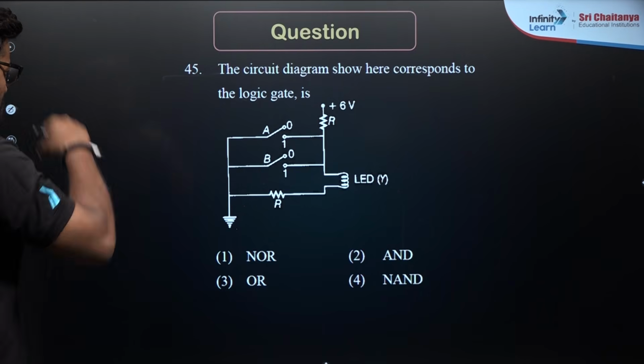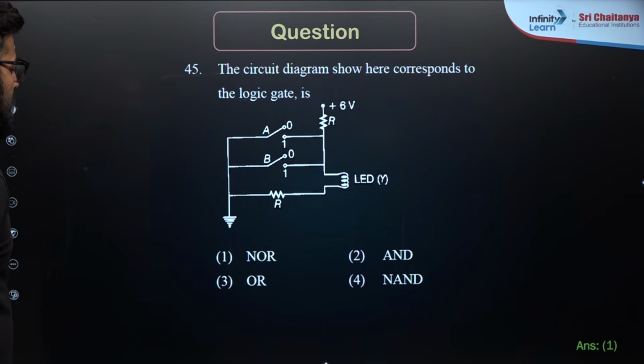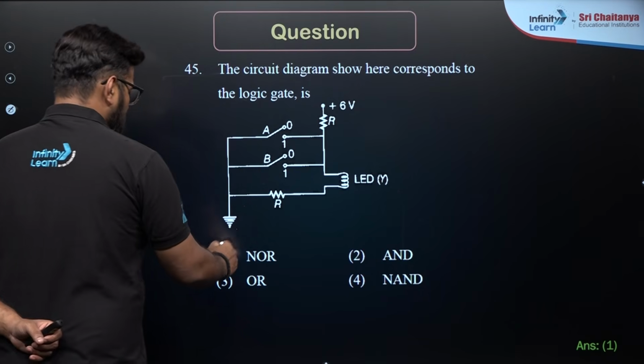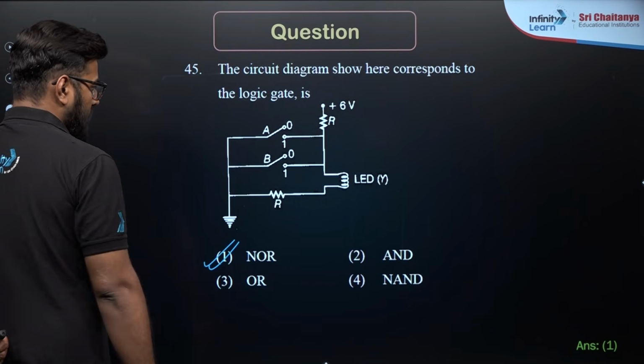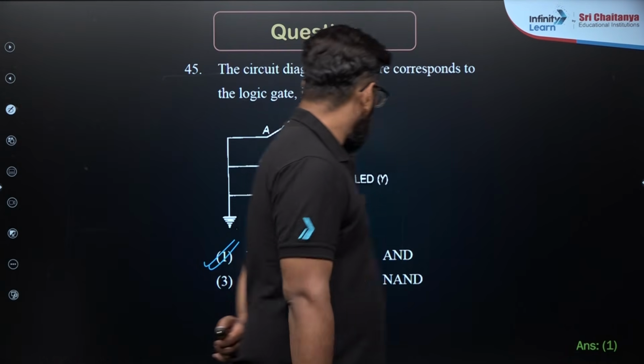The circuit diagram shown here corresponds to which logic gate. This is a simple problem. It represents the NOR gate over here. Okay. Then only the LED bulb will glow.